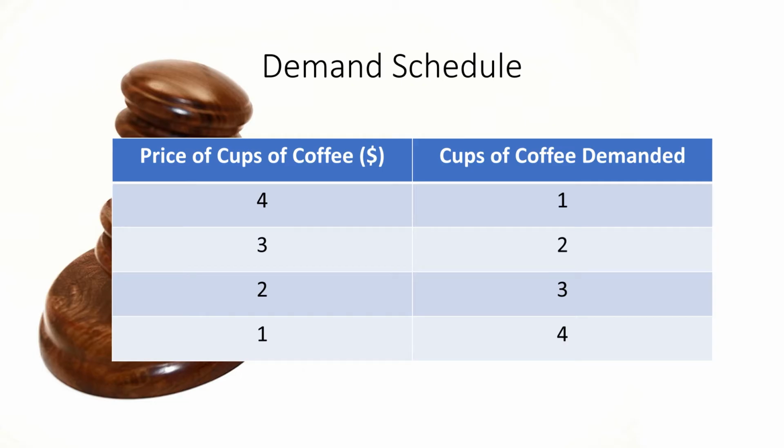This is a demand schedule. Demand schedules compare the price of a particular good to the quantity of the good demanded at these prices. This is read as: if the price of a cup of coffee is $4, then consumers demand 1 cup. If the price is $3, consumers demand 2, and so on.